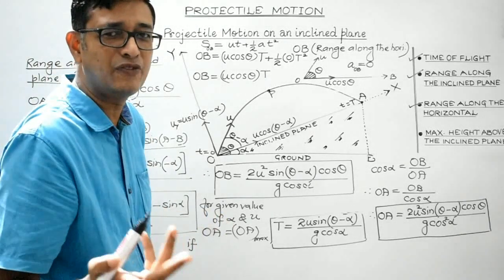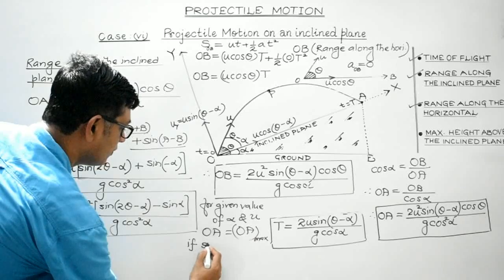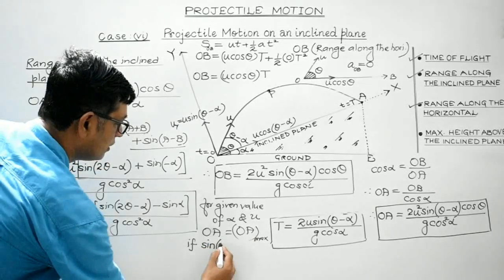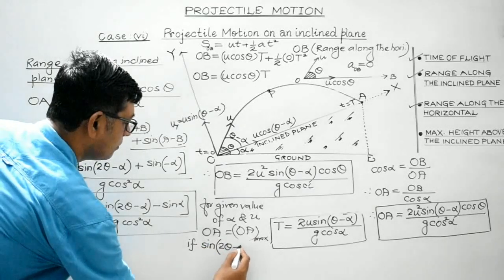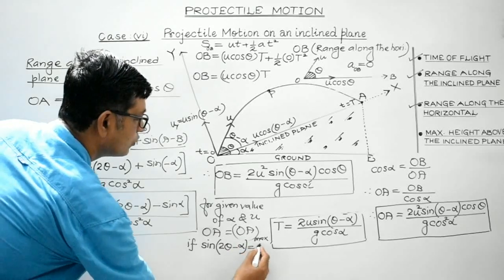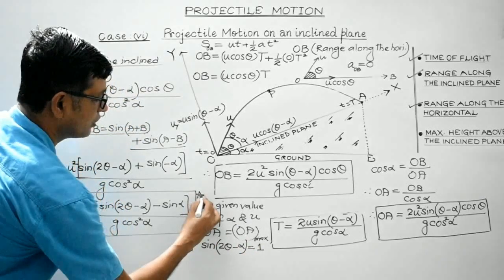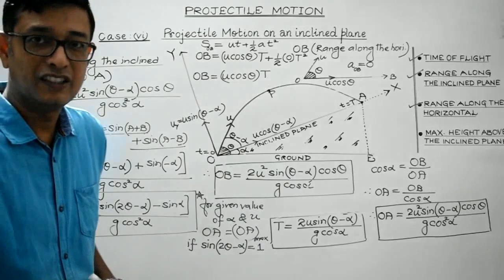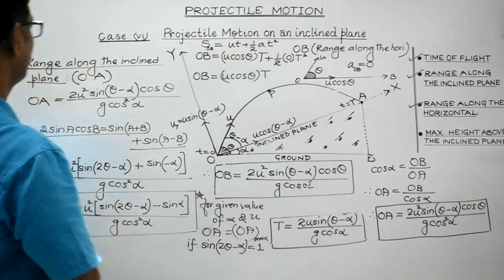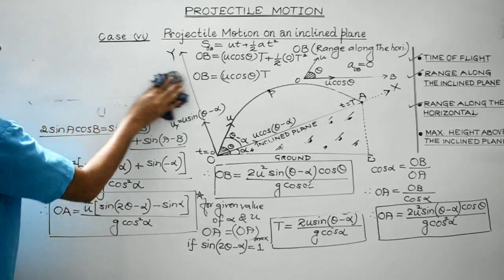The maximum value of sine function is 1. So if sine 2 theta minus alpha is equal to 1, this is the condition. So let's further evaluate this condition and get the desired result, right? Okay, let's proceed.